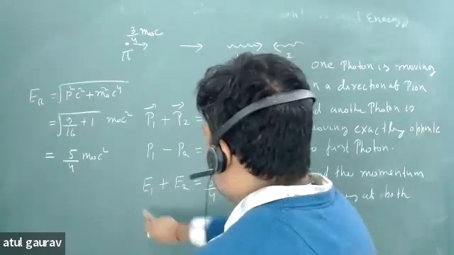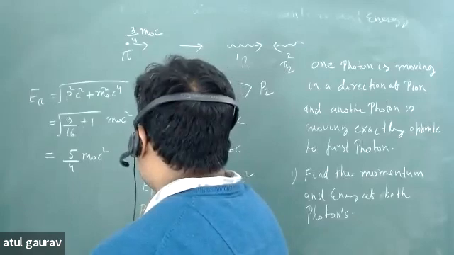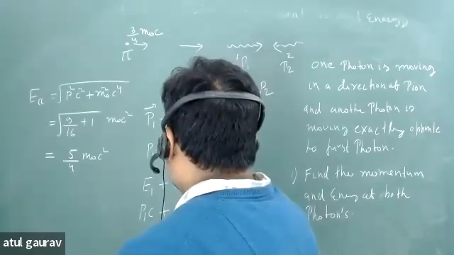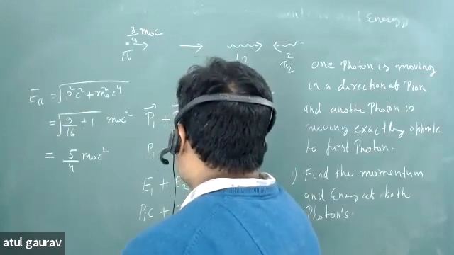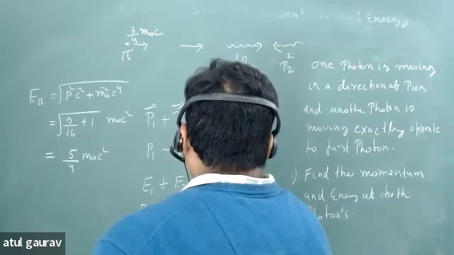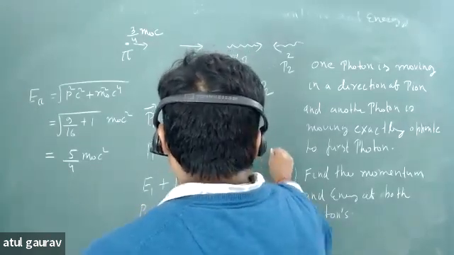Just tell me, what is the expression of E1? P1 into C. Very good. What is the expression of E2? P2 into C. And that value is equal to 5/4 m naught C square. So you have the first equation.